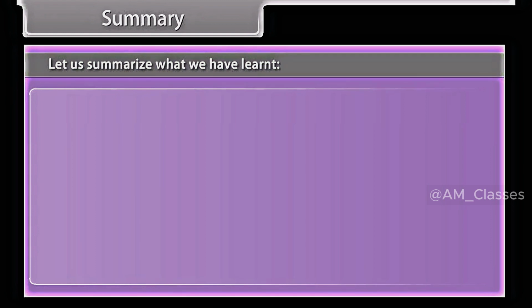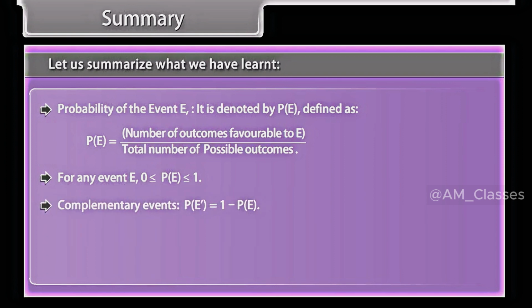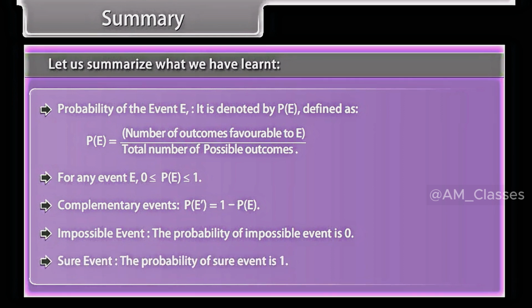Summary. Let us summarize what we have learned. Probability of the event E is denoted by P(E), defined as P(E) equals number of outcomes favorable to E by total number of possible outcomes. For any event E, 0 is less than or equal to P(E), which is less than or equal to 1. Complementary events: P(not E) is equal to 1 minus P(E). Impossible event: the probability of an impossible event is 0. Sure event: the probability of a sure event is 1.